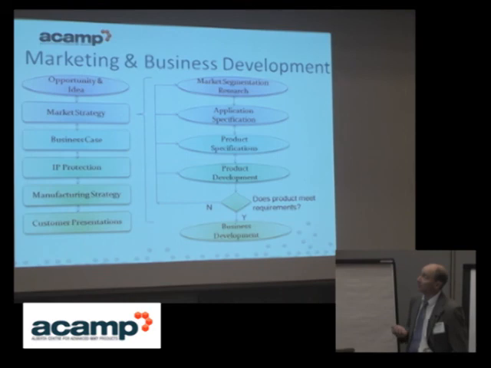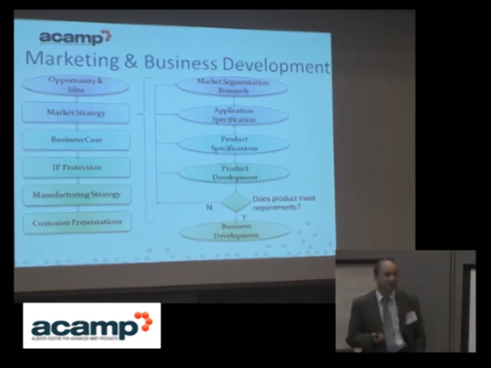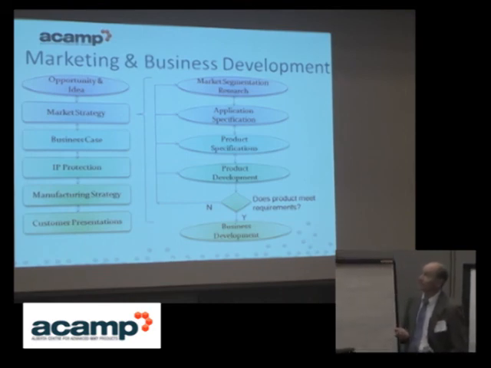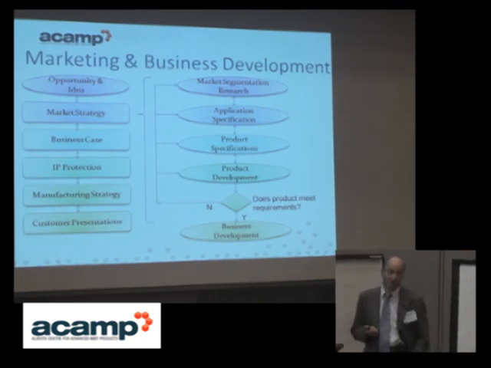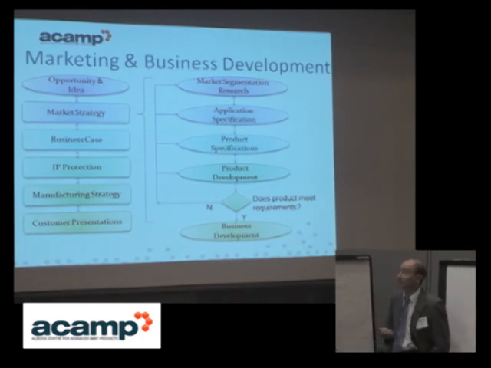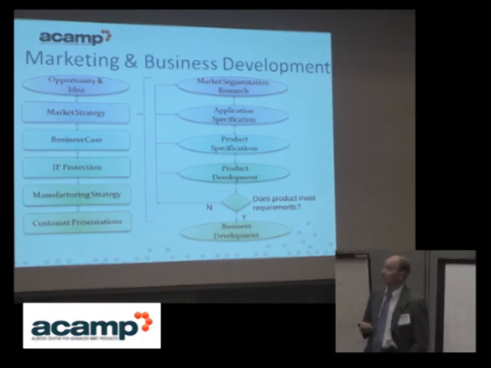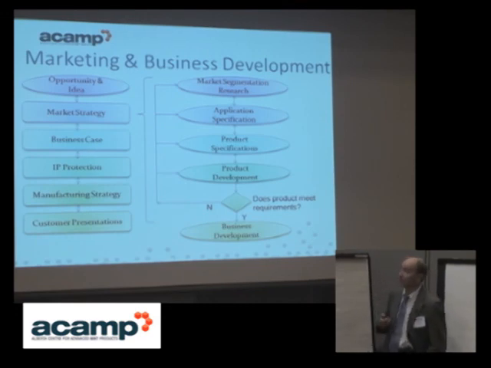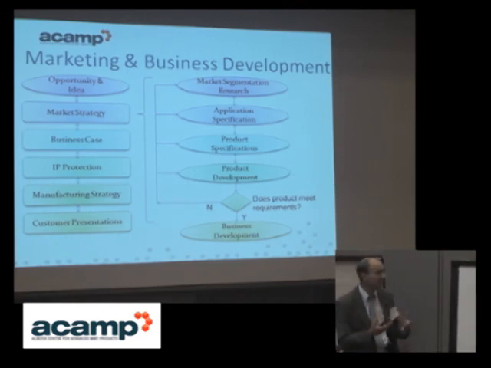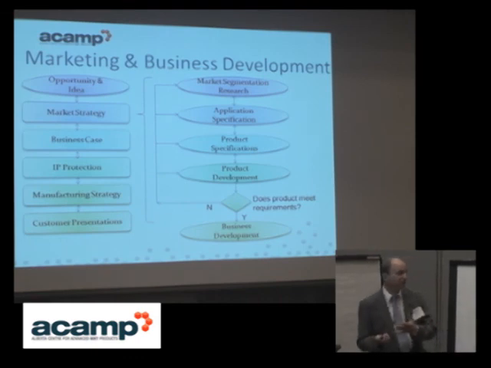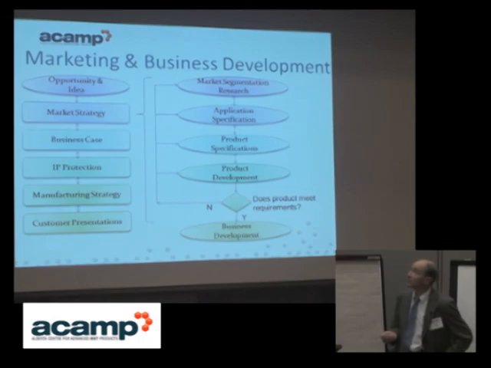So marketing and business development does all the classical marketing and business development things. Starting with opportunity and idea, we'll help identify market strategies, business cases, IP protection, and we do quite a bit of work helping people set up IP protection. Eventually manufacturing strategy, and also even getting out and talking to your customers and helping you through all that. The business development guy's main objective is to mentor people, and rather than do the work for them, to help people mature and develop as owners of the business they're setting up.